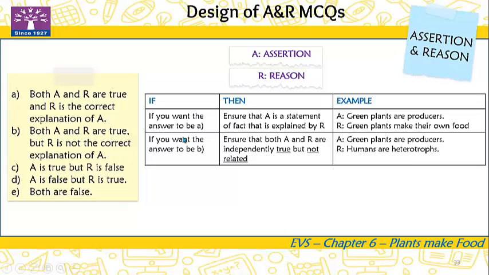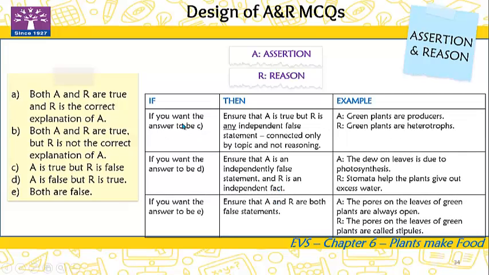Again, it is linked to what you want the students to answer. If you want students to answer B, both A and R are true, but R is not the correct explanation of A, you have to ensure that A and R are independently true statements. They are not linked to each other.